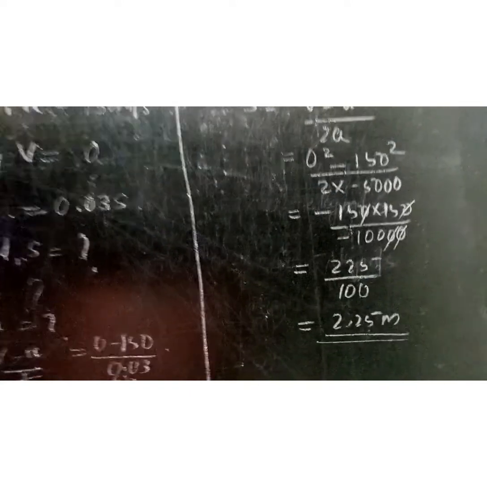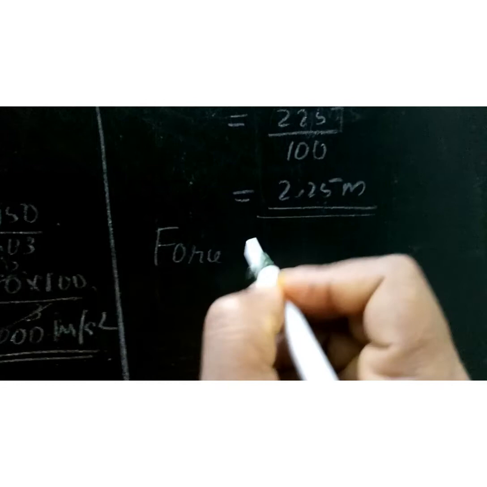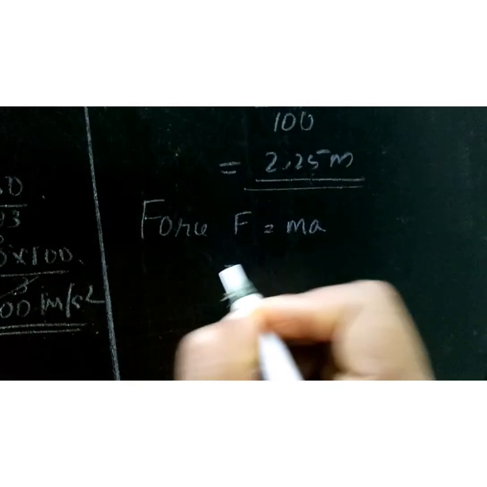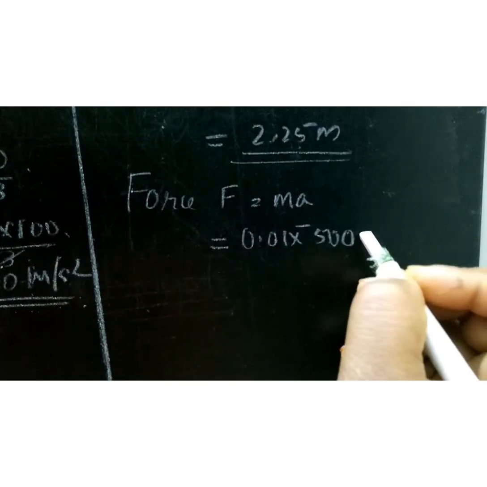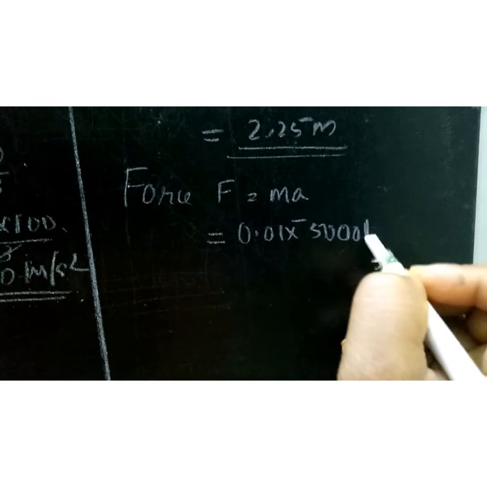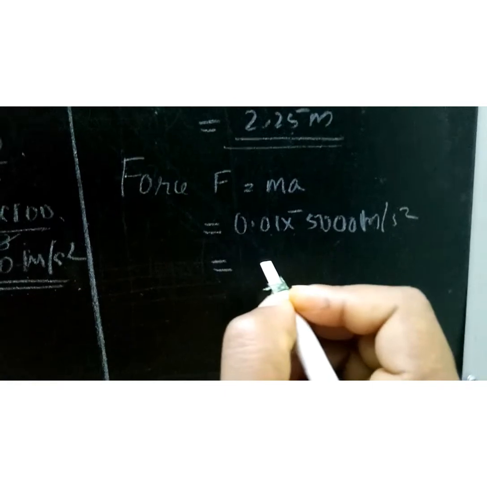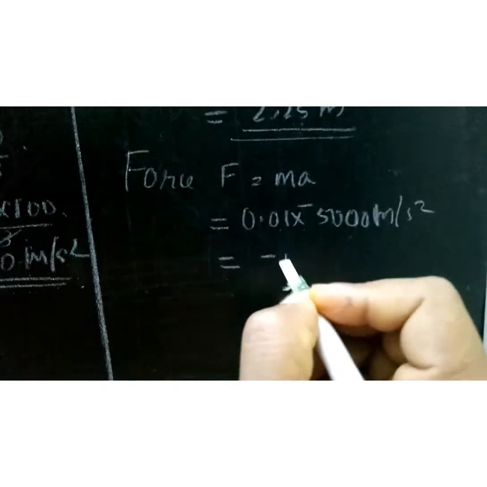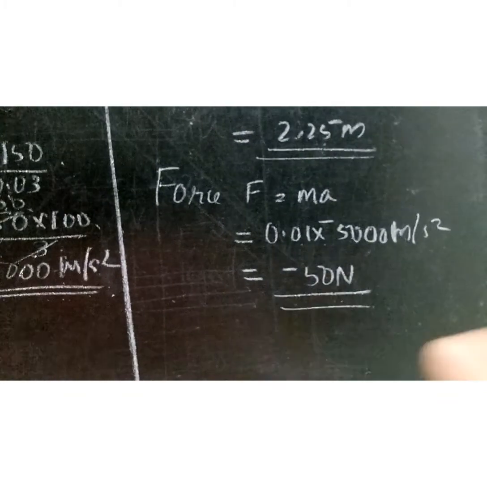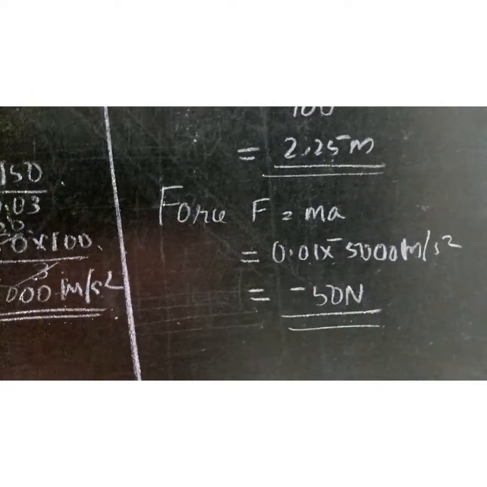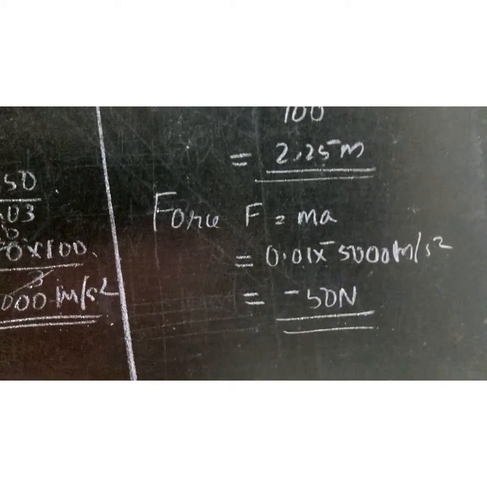Now we can calculate force. Force F is equal to ma. So 0.01 into negative 5000 meter per second square, isn't it? So we have to remove 2 decimals. So negative 50 Newton. 1 into 5000, no? So negative 50 Newton. So F is equal to ma, so 0.01 into negative 5000, that is equal to negative 50 Newton. Is it clear?